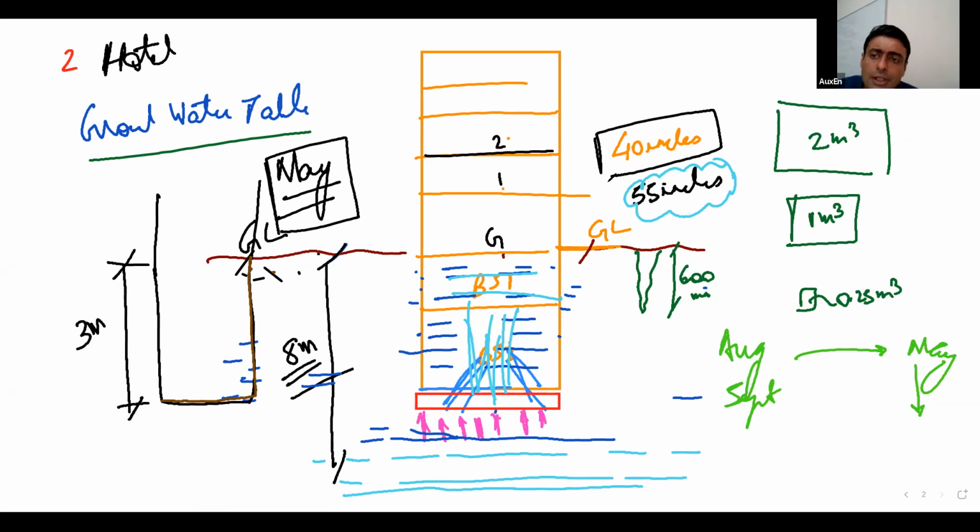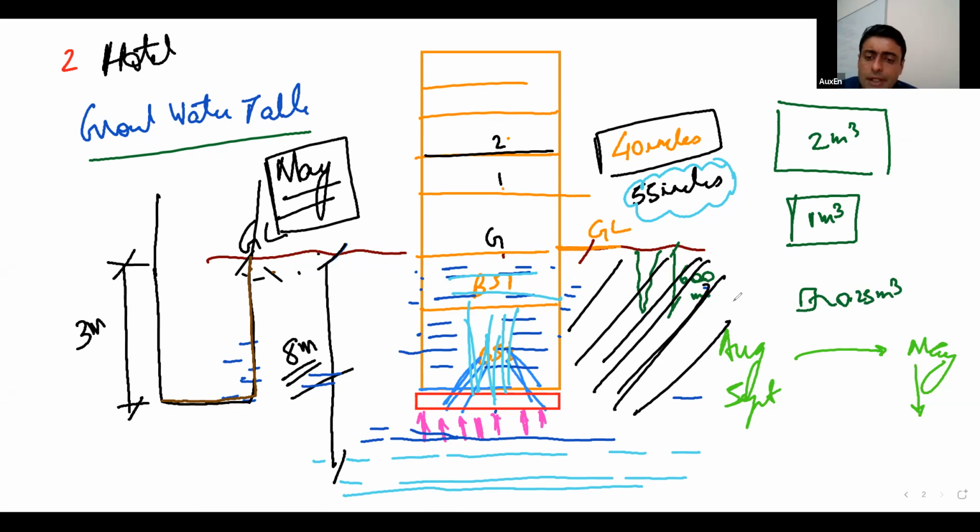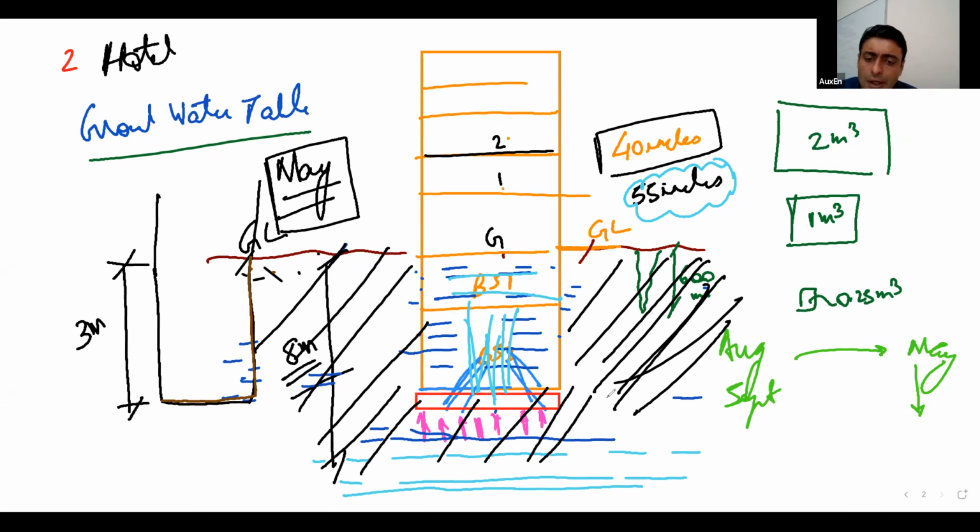Now in Indore region, we have black cotton soil till considerable depths. We have black cotton soil till 2.5 meter depth generally, because Indore is in the Deccan Plateau region, which has been formed by volcanic eruptions. So all these are black cotton soil regions of India.